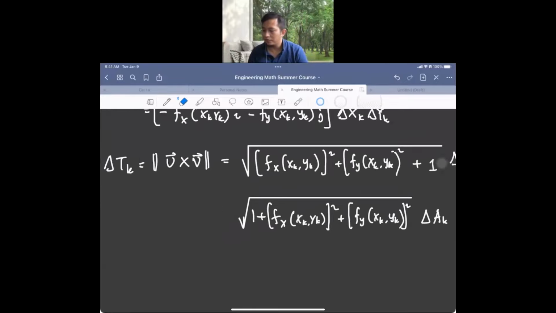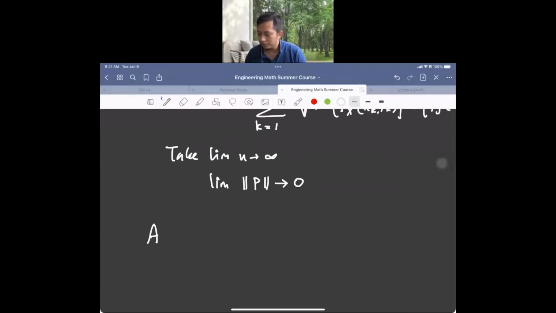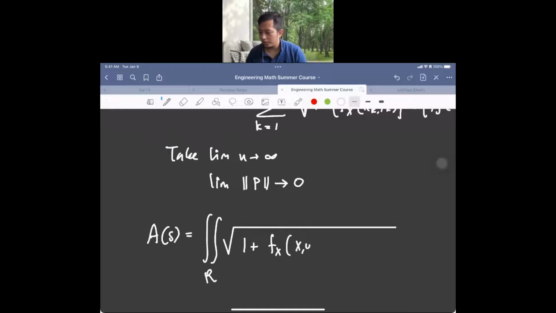And basically, what we have now, we could sum all the volume, or the area, and take the limit going to infinity, or take the limit as the norm goes to zero. The norm here means that we cut the interval very, very small. Then we can make the surface area become, of course, you have learned this before from calculus too, right? And then dA.